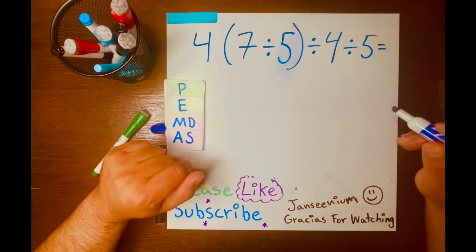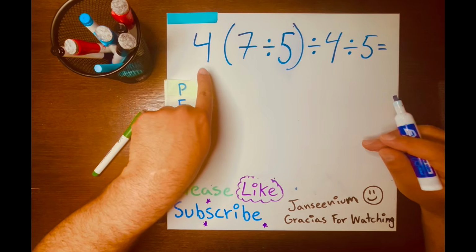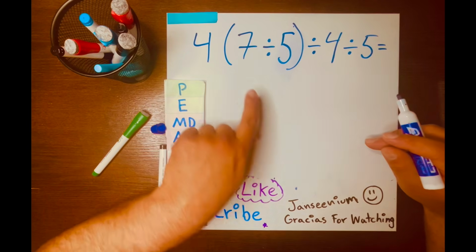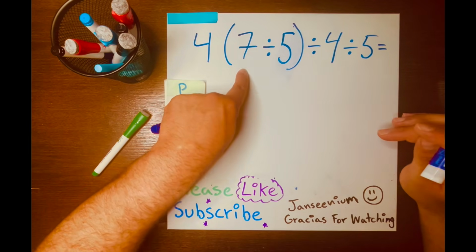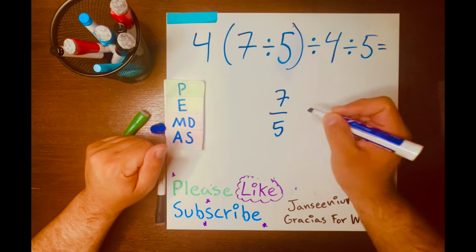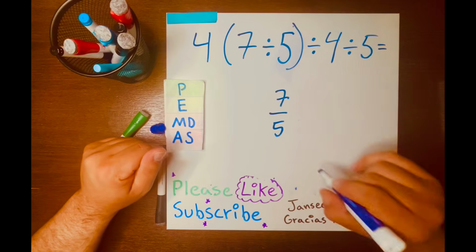Hi everyone, we're going to solve this tricky math problem. Please don't start with 4 times 7, then 4 times 5. That's a no-no, that's wrong. You start with 7 divided by 5, which is, I don't know, so I'll write it in a fraction form, 7 over 5.